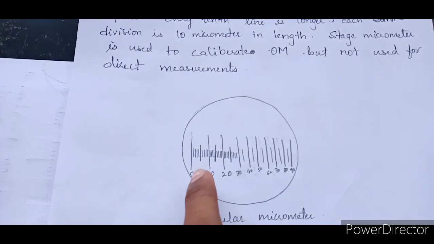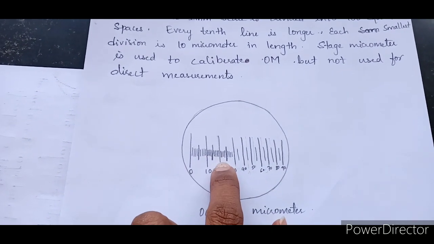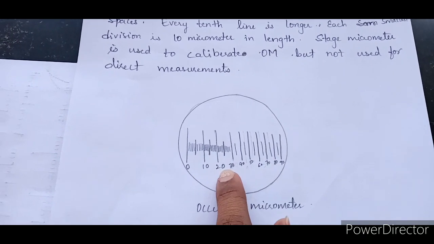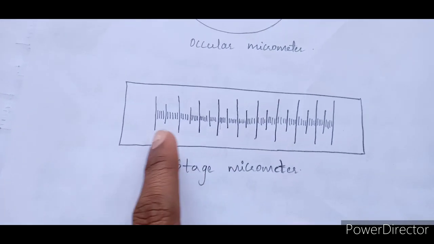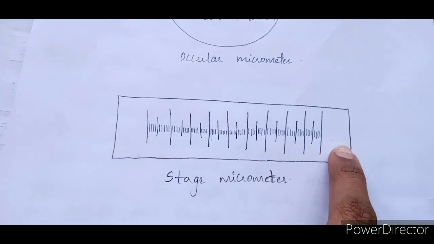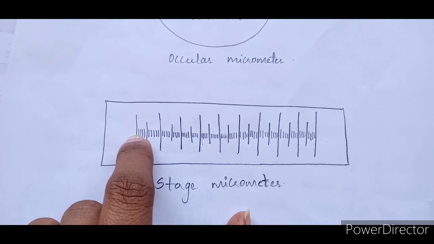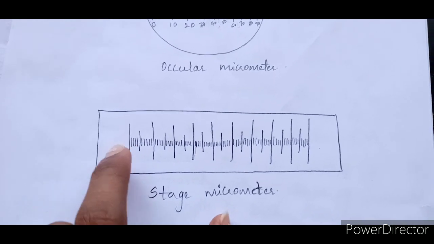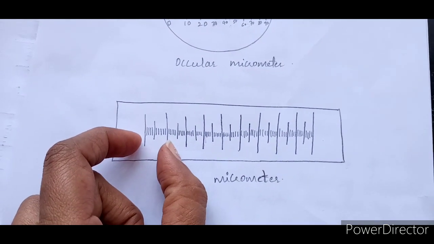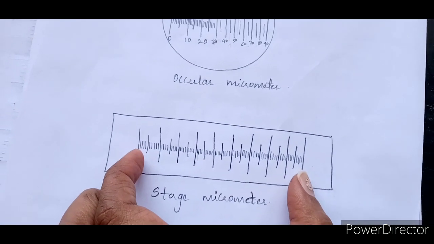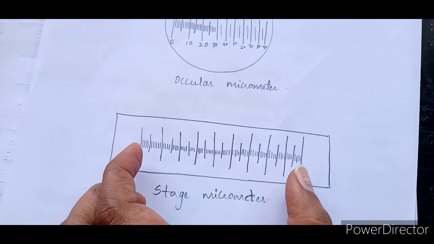And this is the ocular meter, where it is divided into 100 divisions like this, and every 10th line is long, and this is not a standard measurement. Whereas stage micrometer is about 1 mm in length, and that 1 mm length is divided into 100 lines like this, and from the first line to the second line there is about 10 micrometer difference, and from this long line to this long line there is 100 micrometer. So from here to this it is 1000 micrometer, where 1000 micrometer is equal to 1 millimeter.